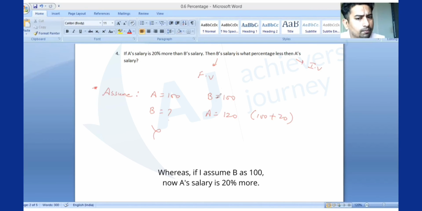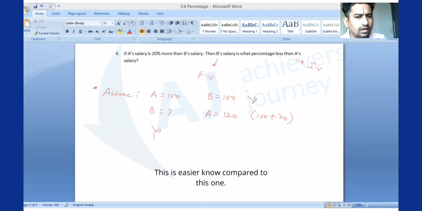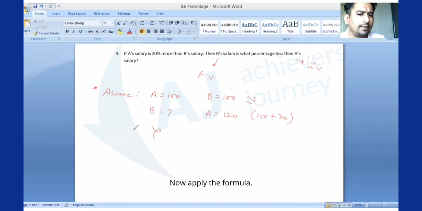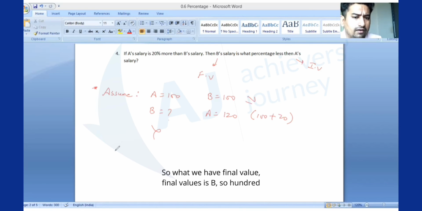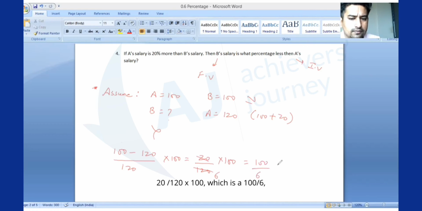Whereas if I assume B as 100, now A's salary is 20% more, so A will be simply 120 because it is 20% more. This is easier compared to this one. Now apply the formula. Final value is B, so 100 minus initial value, so 120 upon initial value, so 120 into 100. How much does this give you? 20 by 120 into 100, which is 100 by 6.